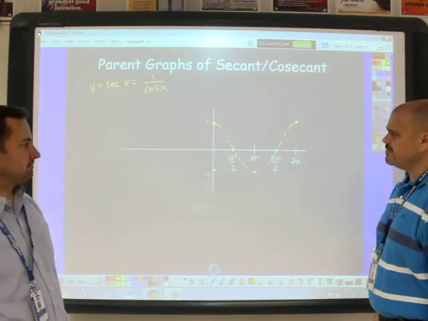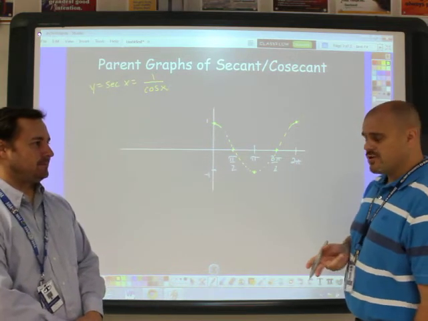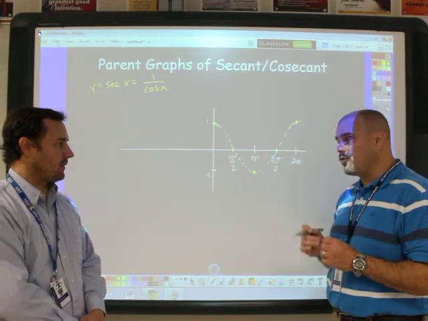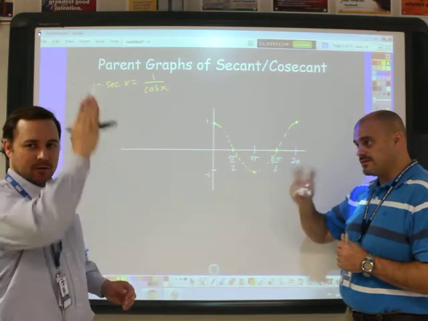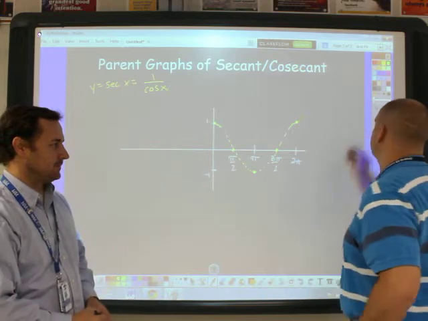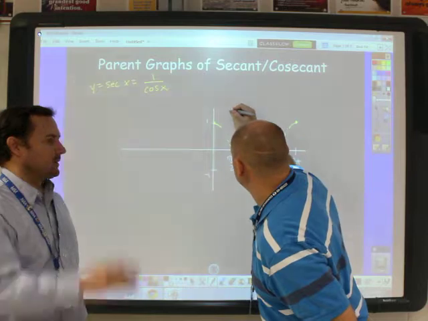All right, so again, we said, just like on cosecant, that when we had a 0 or a midline intercept, when we flipped that 0, it was a vertical asymptote. So I'm going to go ahead and add my vertical asymptotes in here.